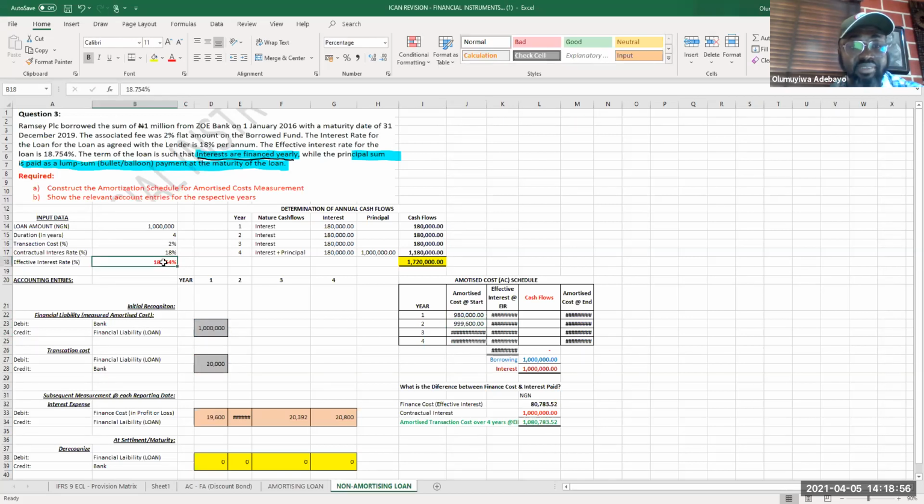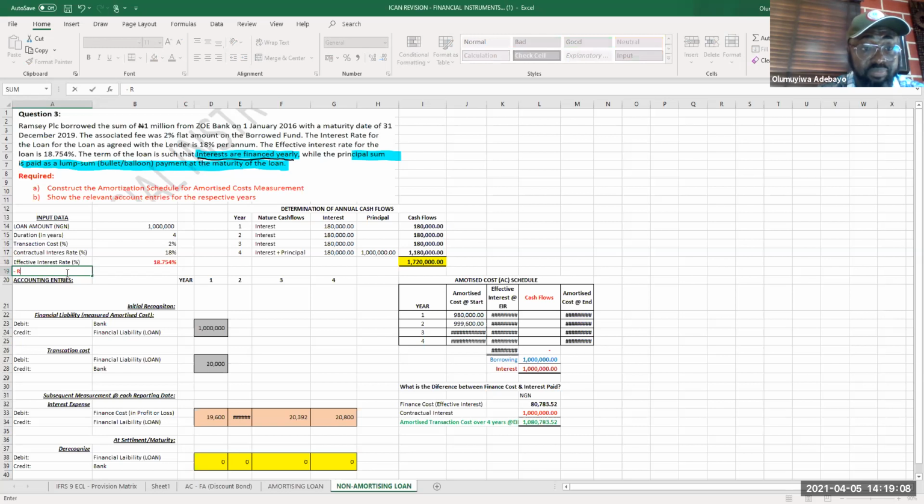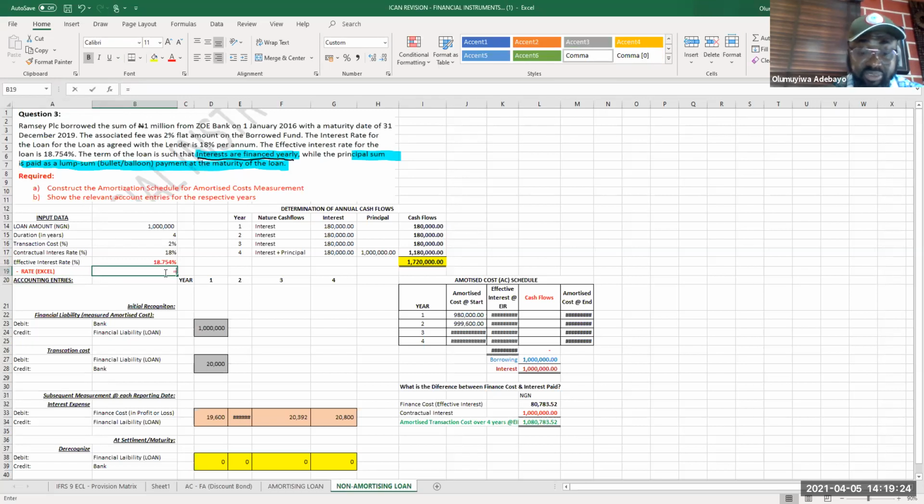But we need the effective interest rate, which they've given to us. But what if they've not given us this effective interest rate? How do we determine that? We said we can use RATE in Excel. If I use RATE in Excel, what will be the effective interest rate?